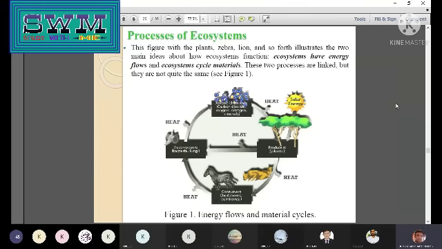And processes of ecosystem. Now, if you see in this picture, energy flows and material cycles. The plants, zebra, lion, and so forth illustrate the two main ideas about how ecosystems function. Ecosystems have energy flow and ecosystems cycle material. These two processes are linked, but they aren't quite the same.